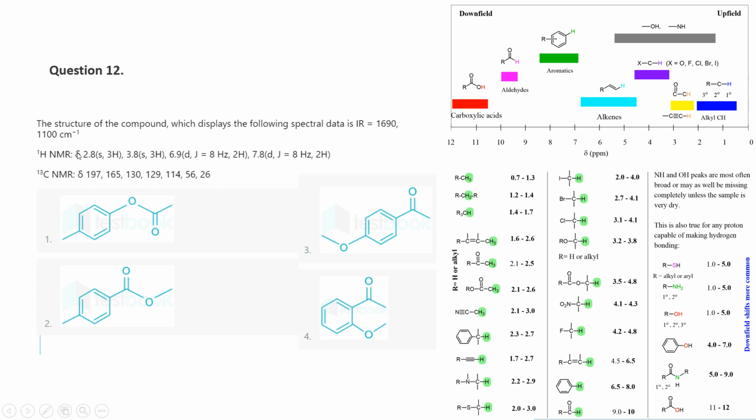So 2.8 singlet, 3 hydrogen, corresponds to either a COCH3 group or one methyl attached to the aromatic ring. But here you have COCH3, so yes, it lies with options 3 and 4. Next you have 3.8 singlet, 3 hydrogen. 3.8 corresponds to one OMe. So both of these contain one OMe each.